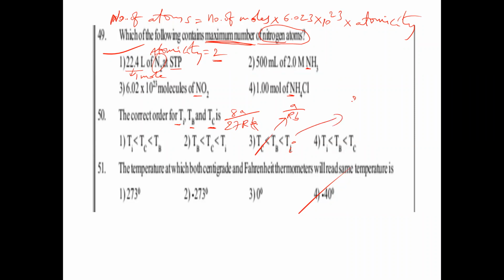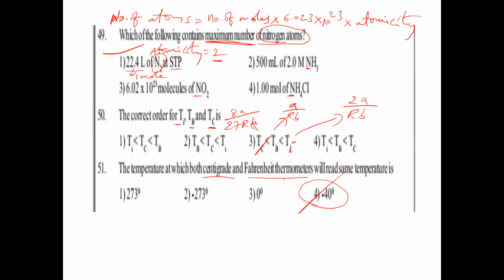And TI is what? 2 into A by RB. 2A by RB. So 1 into A by RB, here 2 into A by RB. In this case, 8A by 27 RB. So in this way, we get the third option. Next, the temperature at which both centigrade and Fahrenheit temperatures are the same is what?